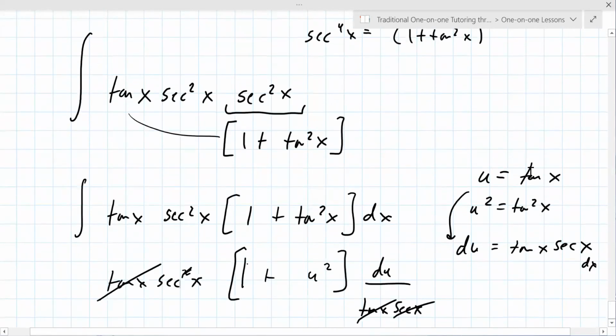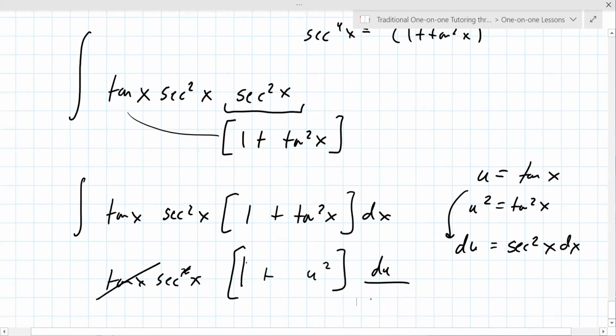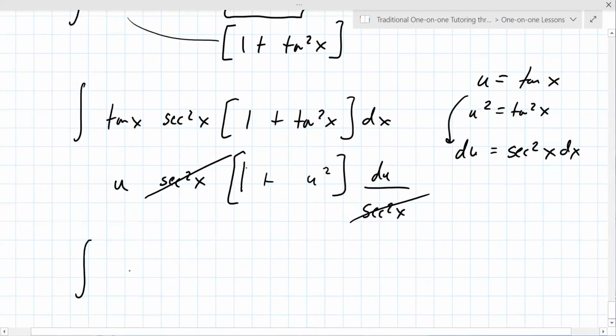I'm missing something here. u is tangent x. du is tangent. No, du is secant squared x dx. That's the issue. I'm sorry, that's the problem. Now it works. That's why it's supposed to work. So what that does is it gets this to be secant squared x here, and then instead of this tangent, you get a u, secant squared x. Those cancel, and you get the integral of u times 1 plus u squared du. Distribute in: u plus u cubed. And then you got it.